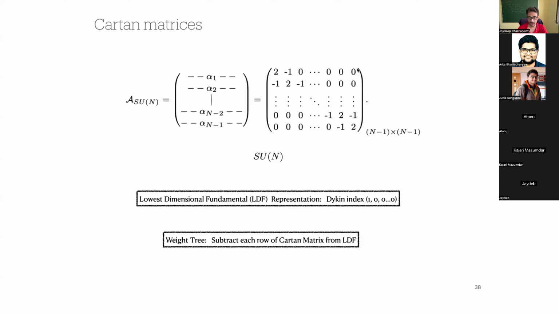So basically, let me call these rows alpha 1, alpha 2, alpha 3 up to alpha n. And then I can calculate the weight tree by taking this quantity minus alpha 1. Let me call that L1. The next one will be L1 minus alpha 2, which I call L2, then L2 minus alpha 3, and so on. It will continue till you hit a level which is all 0, with the last element minus 1, and then automatically you will stop. So that's how you get the weight tree.